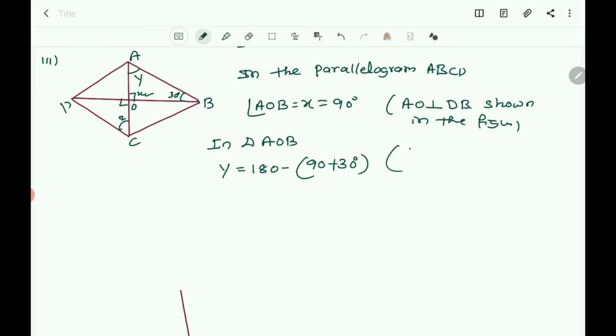So which property? In a triangle, if two angles are known, to get the third angle, subtract the sum of the given two angles from 180 degrees. So 180 minus the sum of the other two angles, you will get the third angle. So which property is used here? Angle sum property of a triangle.